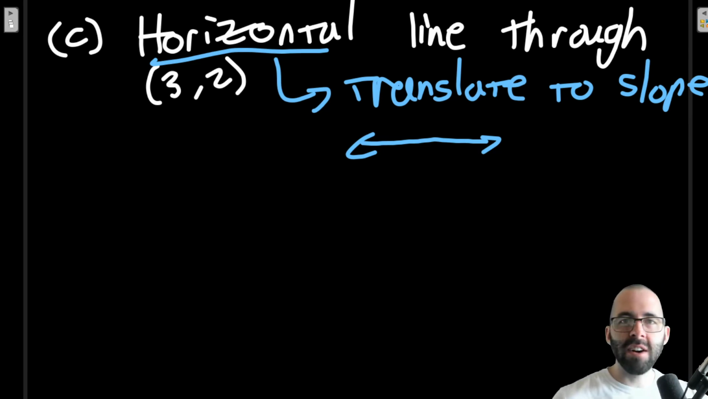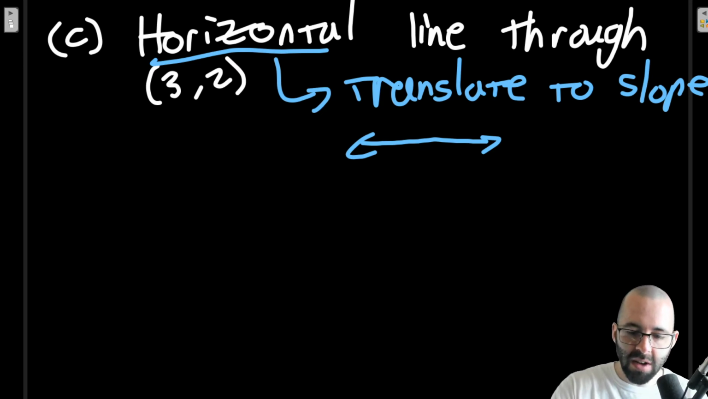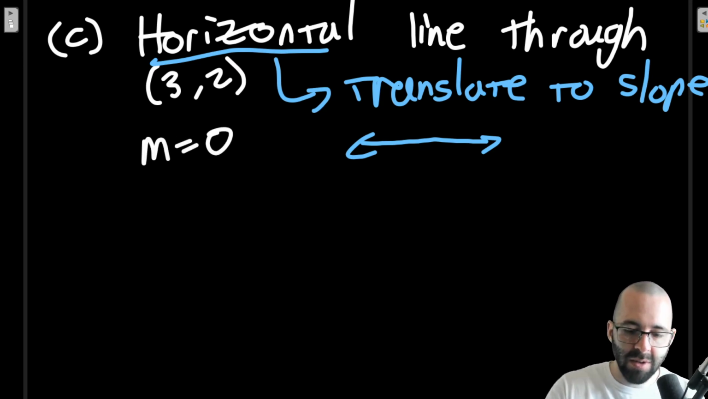If you're just walking along on a flat thing and someone asks you, oh, how sloped is this? You say, not at all. This is flat ground. Okay, so horizontal means m is equal to 0.